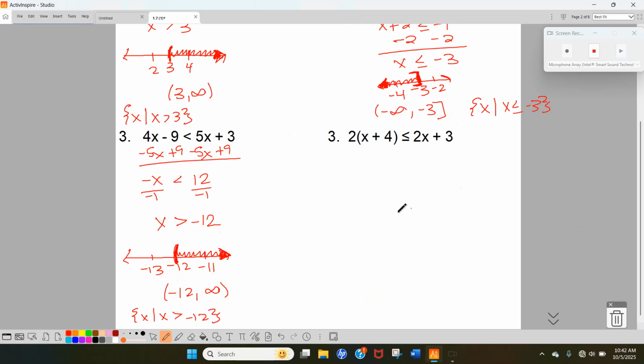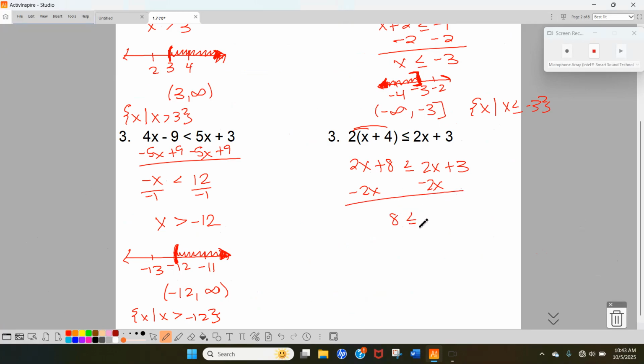All right, number 3. I could divide by 2 here, but when I do that, I create a fraction, so I'm not. In this case, I'm going to actually distribute. So 2x plus 8 less than or equal to 2x plus 3. Subtract 2x, and we get 8 is less than or equal to 3.